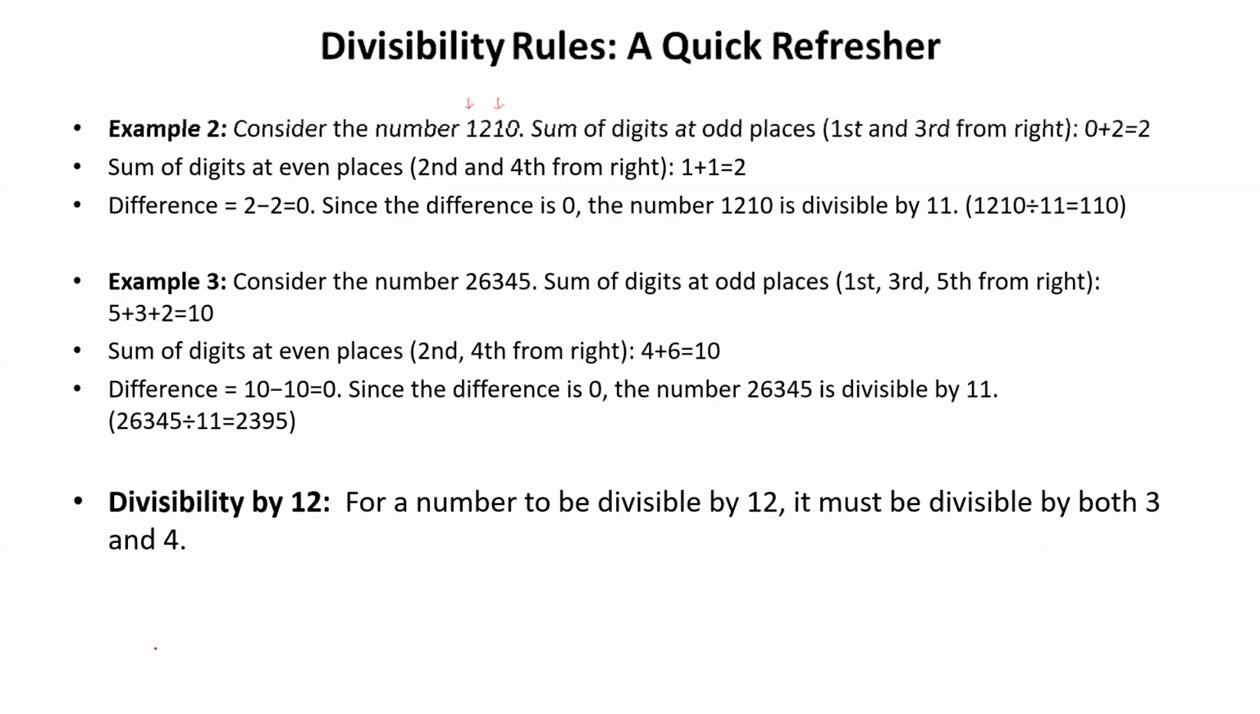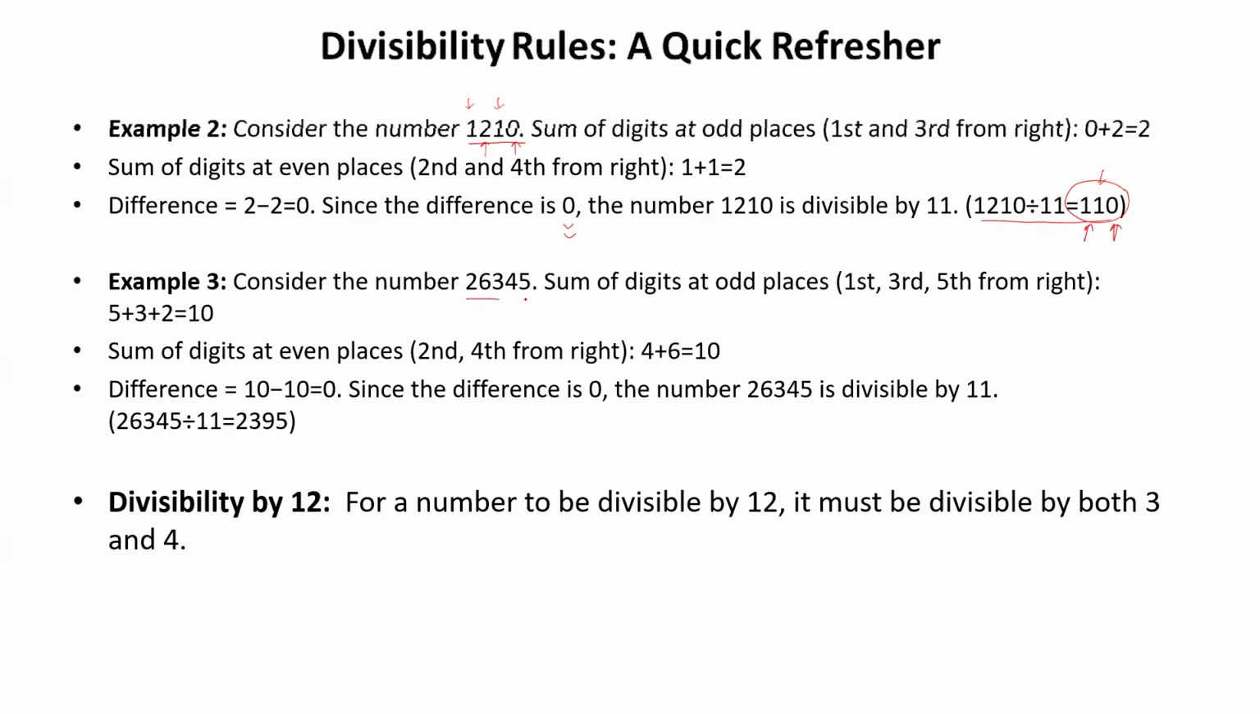Okay. Next, consider this number 1201. So here, odd places are 1 and 1. Even places are 2 and 0. The sum of the odd place digits is 2. The sum of the even place digits is again 2. And the difference is again 0. That means this number is divisible by 11. And if you do this division, you will get 110. What about this number? So odd places are 1 and 0. Even places is 1. Again, the difference is 0. So this number is also divisible by 11.